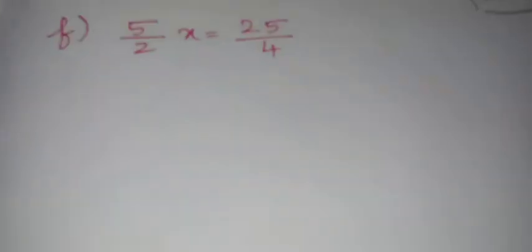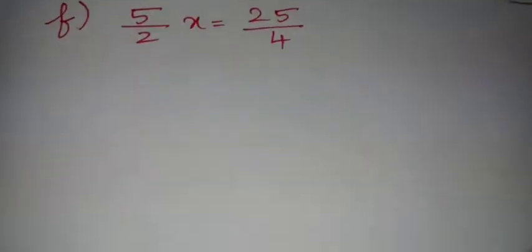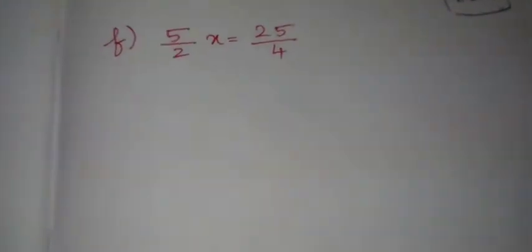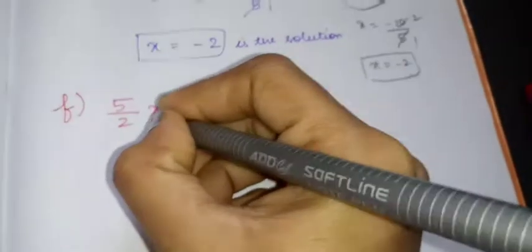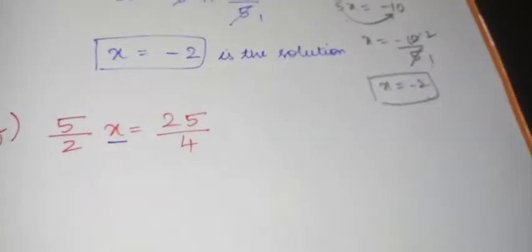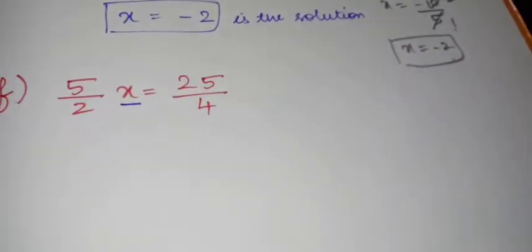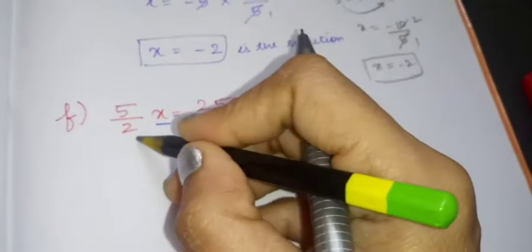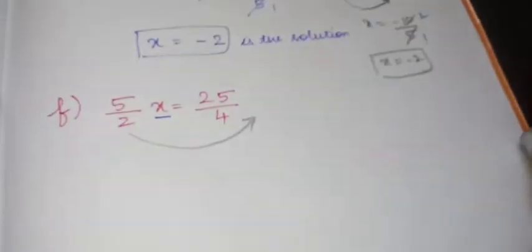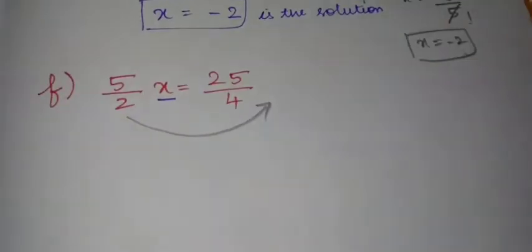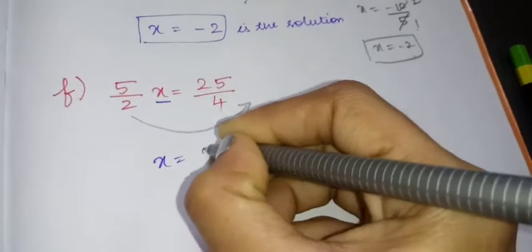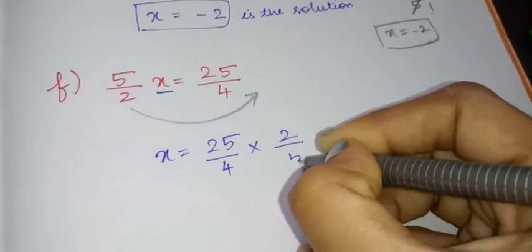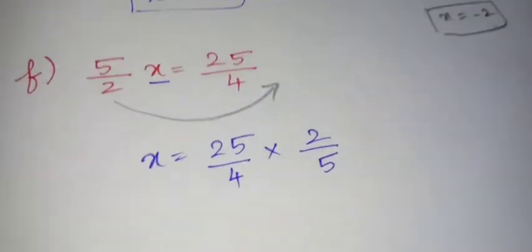Okay, this is your F question. 5 by 2 x is equal to 25 by 4. What you have to find is the value of x. So what you can do now, you can shift this fraction towards the other side. I am going to shift this fraction to the other side. So what will it become? x is equal to 25 by 4 into 2 by 5, because 5 by 2 will become 2 by 5.